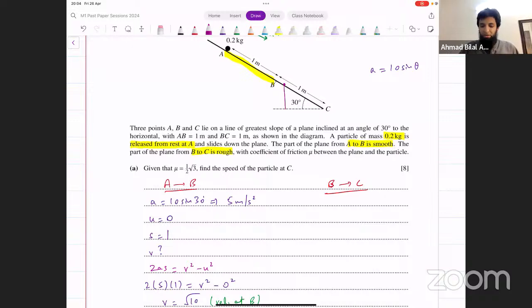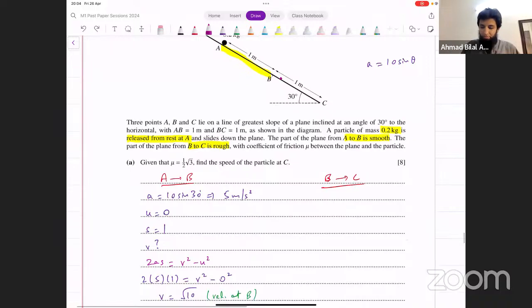What's the weight of the particle? Weight acts vertically downwards. That's given to be, mass is 0.2 kilograms, so weight is going to be 2 Newton. That acts vertically downwards. What other force is acting? We've got reaction that acts in this direction. Since the particle is moving downwards, friction is going to oppose that. Friction will act in this direction. And that's it. All right, these are the forces that are acting.